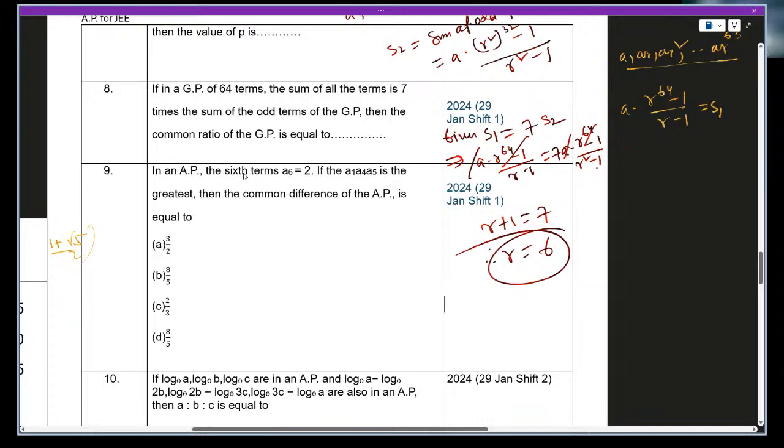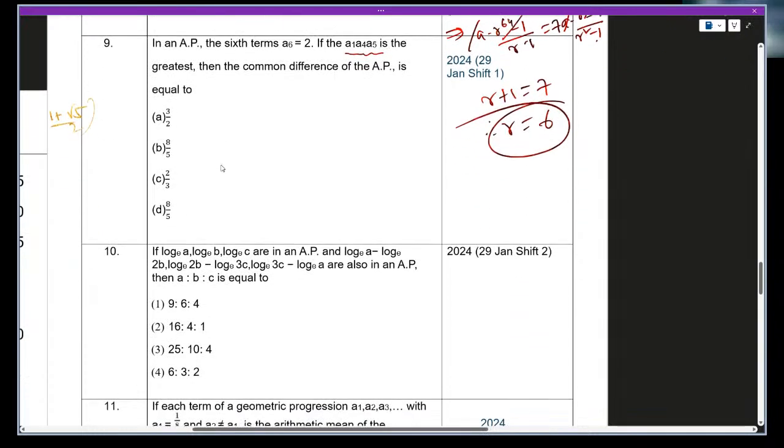Sixth term given and this product is maximum. Maximum minimum concept. I hope you remember it. First order derivative will be 0. If second order derivative is negative, it will be maximum. If second order derivative is greater than 0, it will be minimum. So let us do it.